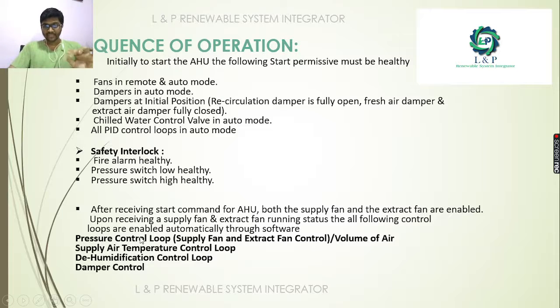After receiving the start command from the AHUs, both the supply fan and the exhaust fans are enabled. Now there is a control loop for each and every operation. The pressure control loop will control the supply fan and exhaust fan, how much volume it has to supply, and then the supply temperature control.